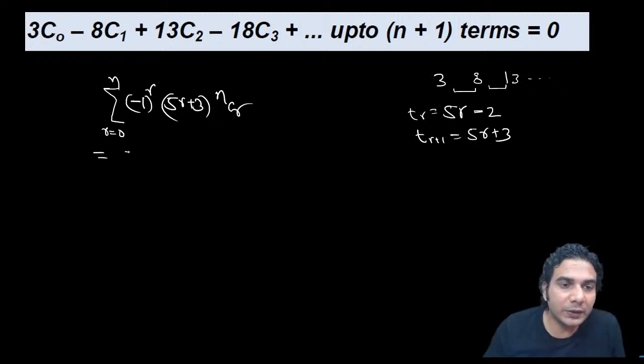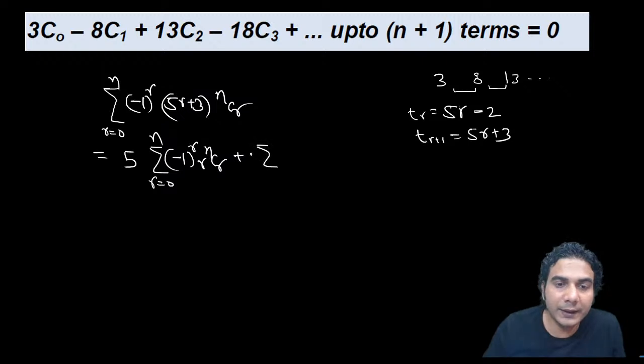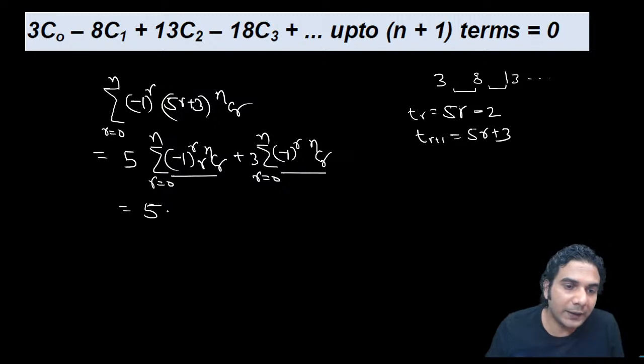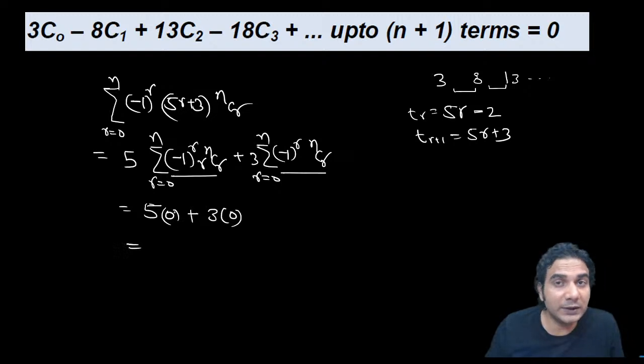Now distribute the sigma, so it is 5 times, take this 5 outside, minus 1 raised to r nCr, r from 0 to n and into r also, and then plus sigma of 3 times minus 1 raised to r nCr, all right? Now you can put the values. So this value is 0, as I have told you, and this value is also 0. So it is 5 times 0 plus 3 times 0. But it is not always 0. Sometimes it might be plus minus 1 also if any term is missing, all right? So write the limits carefully, and then put the value. So the final answer is 0.